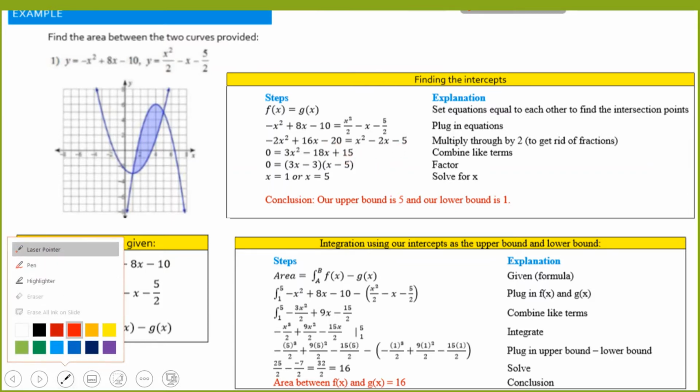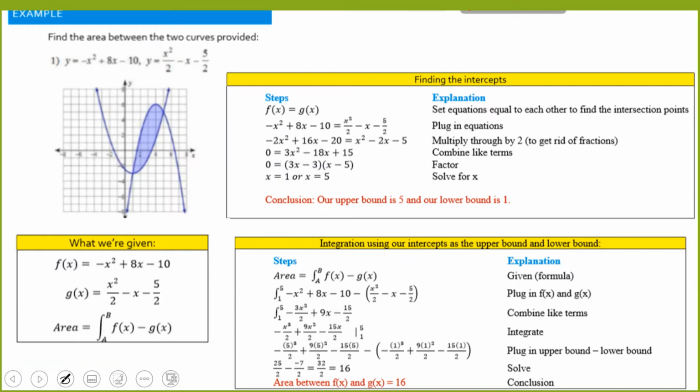Okay, from that step, if you wanted, you could either factor from here, or you could divide everything by 3. If you divide everything by 3, this will become x squared minus 6x plus 5. And then we can factor from there to get x minus 5 and x minus 1. So our x values are either positive 1 or 5 to make this equal 0. Okay, so that gives us our bounds. I want to integrate from x equals 1 to x equals 5.